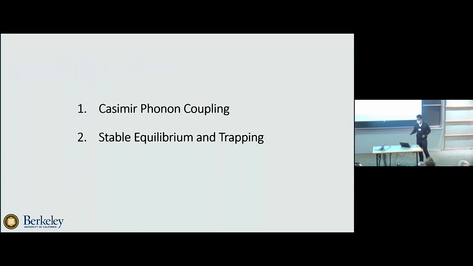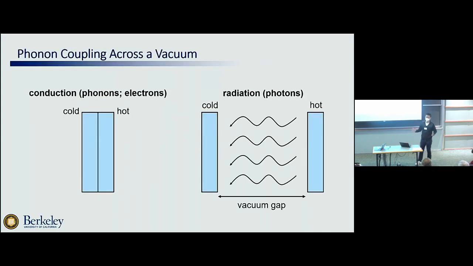Today I'll talk about two recent experiments that we performed at Berkeley. One is regarding Casimir phonon coupling. The other is about stable equilibrium and trapping. Let me start by giving you a very brief recap of the conventional concept of heat transfer. If you put two objects in contact, then you have conduction theory to describe heat transfer, and energy is transported through the vibration of the lattice, so-called phonons, or electrons.